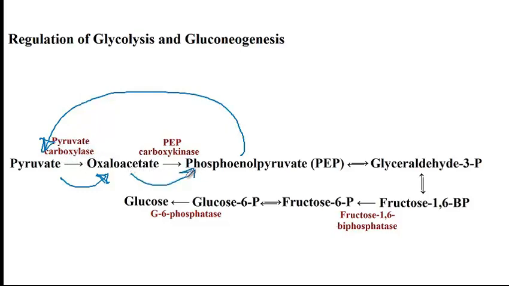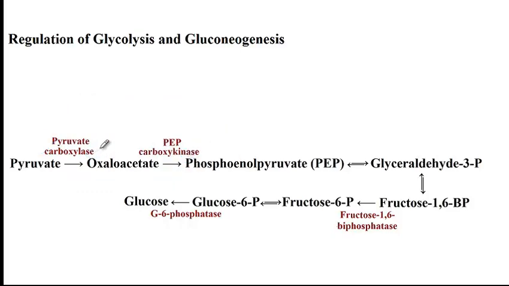And next, oxaloacetate is converted to phosphoenol pyruvate by the PEP carboxylase enzyme. So that's the first two enzymes. And then finally, for conversion of fructose 1,6-bisphosphate into fructose 6-phosphate, we need the fructose 1,6-bisphosphatase enzyme. Now tell me, what was the rate limiting enzyme of the glycolysis reaction?